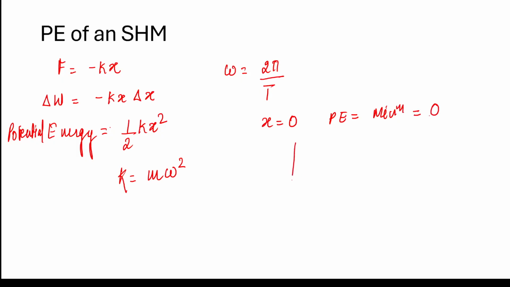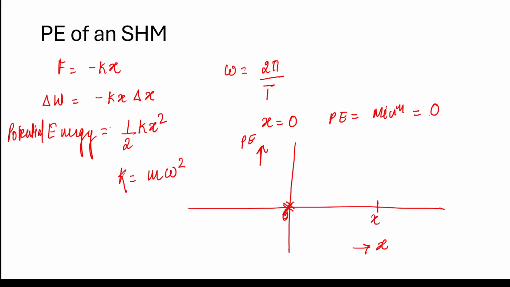So if I draw a graph between potential energy, taking potential energy on the y-axis and displacement on the x-axis, when my x is 0, when displacement is 0, the potential energy is also 0. So this is my first cross here. And then when my x is maximum, the maximum possible extension, the potential energy will also become maximum.